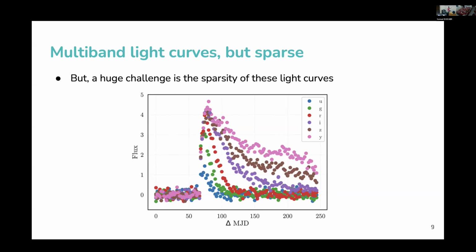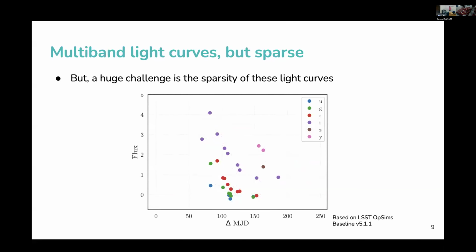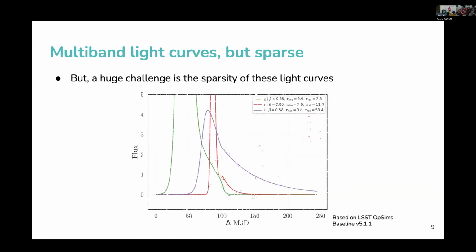This light curve I showed you earlier is an idealized light curve, right? So this is a simulated light curve in perfect cadence, which is that I have an observation for every day over all 6 bands of LSST. But with LSST, our data is going to be much, much sparser. And if you've already started looking at the alerts, you can see something like this.